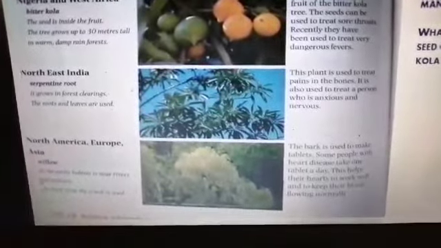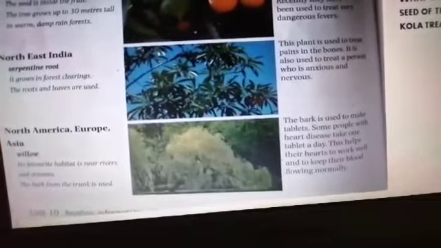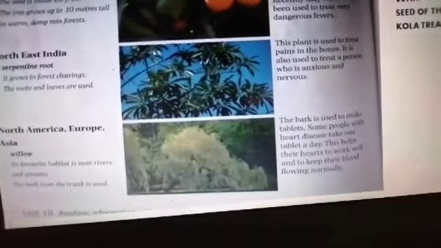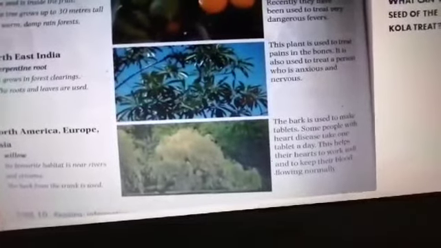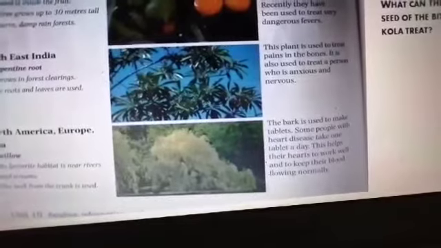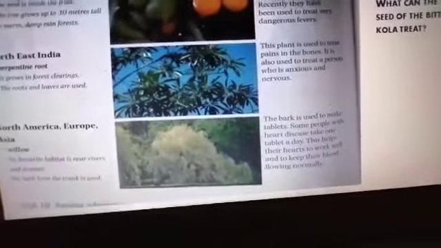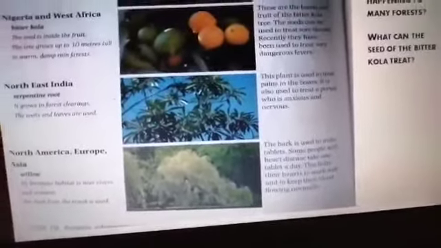North America, Europe, Asia. Willow. Its favorite habitat is near rivers and streams. The bark from the trunk is used. The bark is used to make tablets. Some people with heart disease take 1 tablet a day. This helps their hearts to work well and to keep their blood flowing normally.